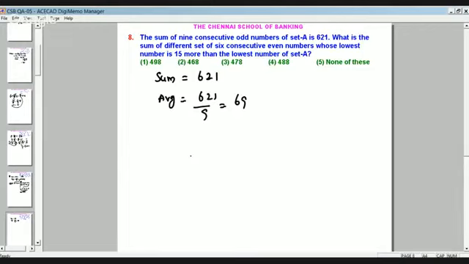So, we know the first number because of the question. Another set of even numbers is 6 numbers. First one is 9 numbers, and the even numbers are 6 numbers. The lowest number is 15 more than the lowest number of the set. So, the 69 is the middle number. This is the odd number. So, total 9 numbers.